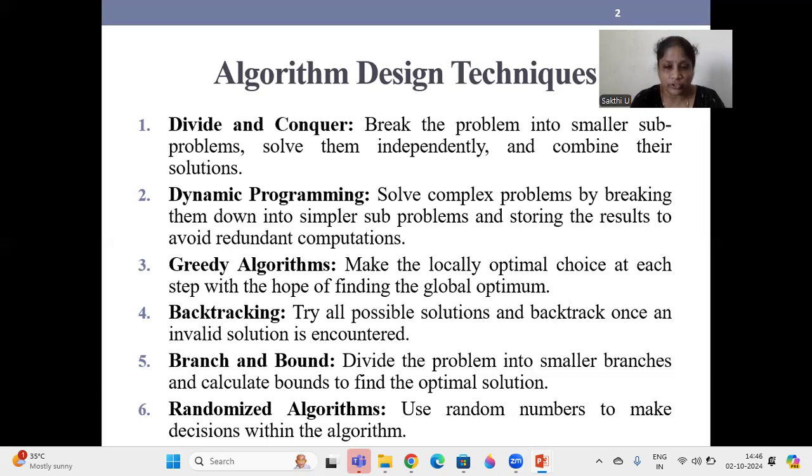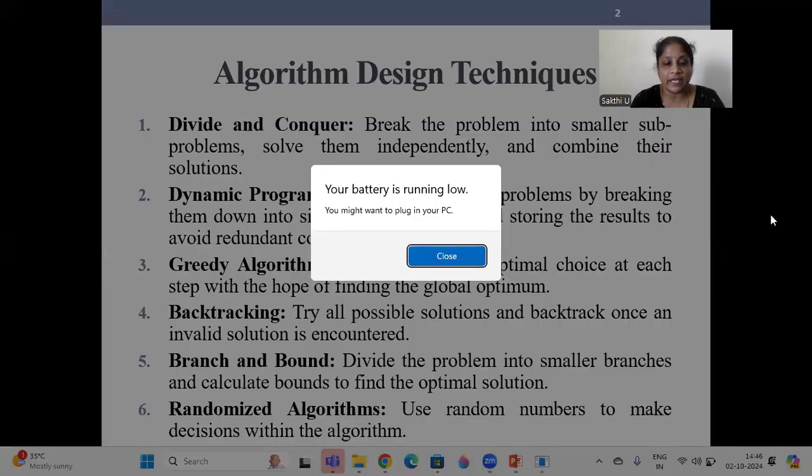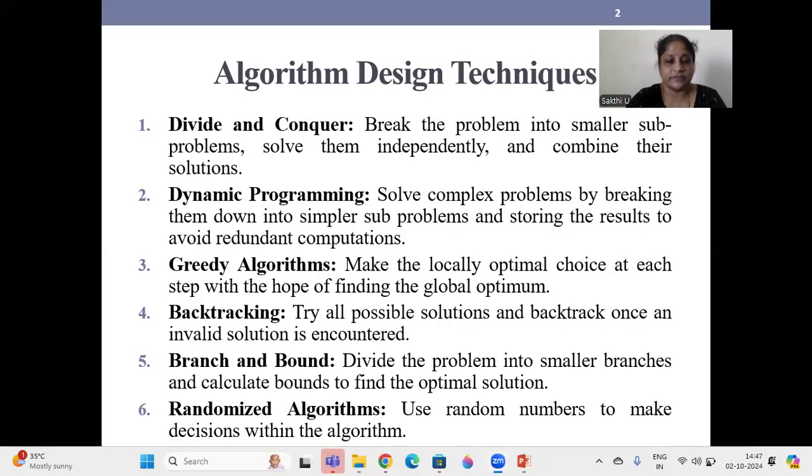And randomized algorithms. Some random numbers can make the decisions within the algorithm. That's called randomized algorithms. There are also approximation algorithms and more. So there are different methods available for solving problems. We have to understand the background of the problem and decide which type of data structures and which type of designing methods we are going to apply to solve the problem. That's called algorithm design techniques.